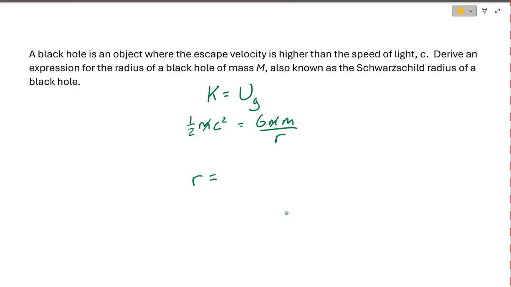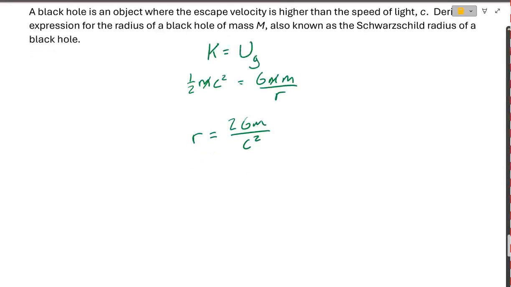GM over 1/2 c squared, or usually it's written as 2GM over c squared. We just flip the fraction around. Which is kind of cool that it's that simple. That's how you find the radius of a black hole. Cool. I'll keep that in mind next time I see one.